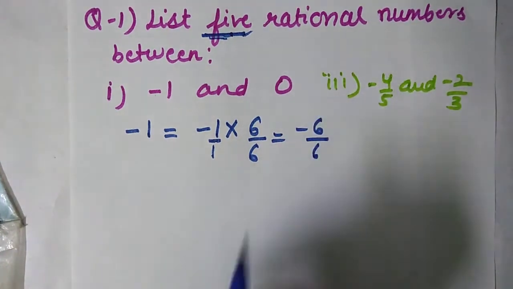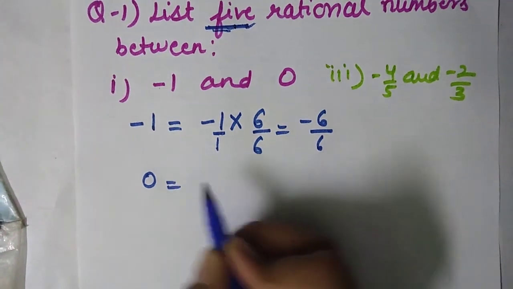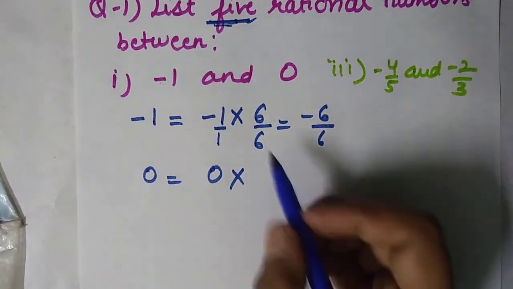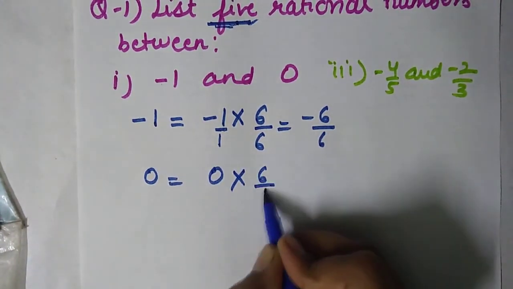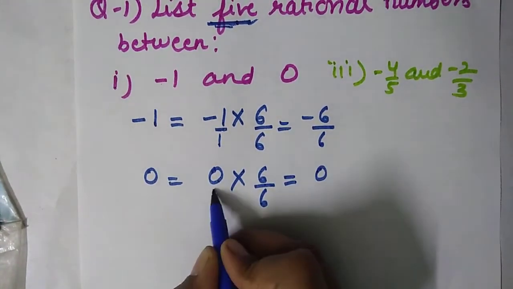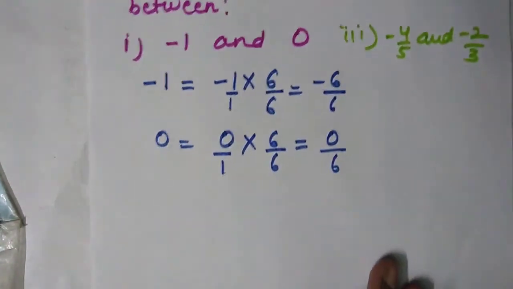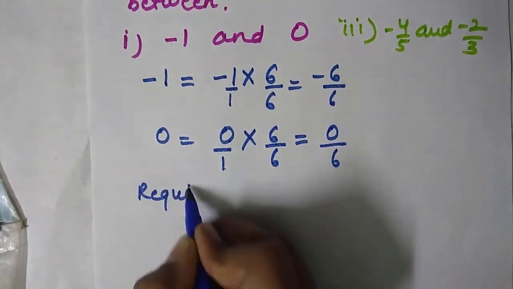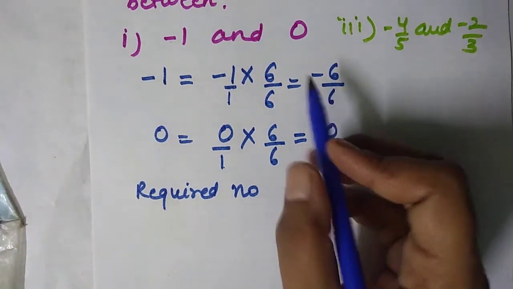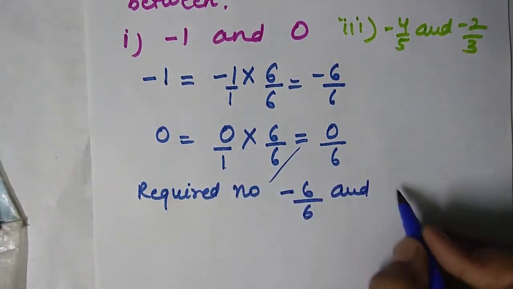Now come to the second number, that is 0. You have to do the same with this number. So here it is 0 into 6 by 6. 0 multiplied by 6 is 0, and its denominator, let it be 1, 1 into 6 is 6. Now the required numbers: we have written minus 1 as minus 6 by 6, and 0 as 0 by 6.